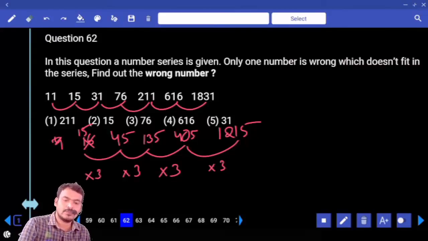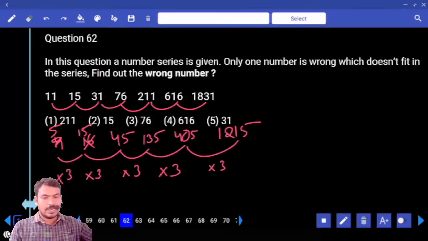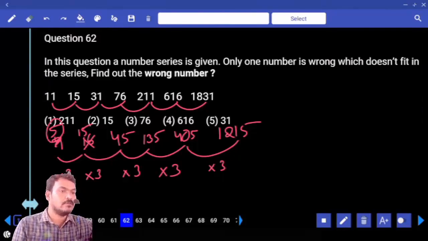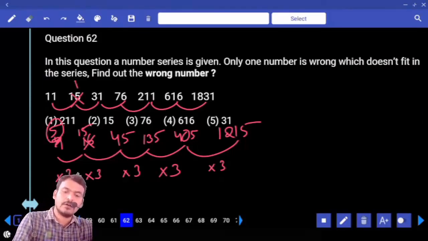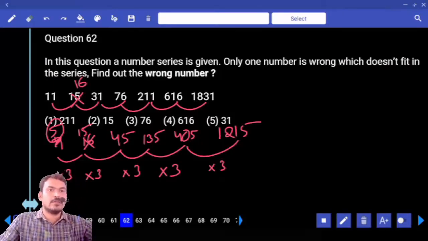Next, this one is 5, or not? 5 into 3 is 15. 11 plus 5. What is the first one? 5. 11 plus 5 is 16, which means 15 is the wrong number, or not? 16 plus 15 is 31.